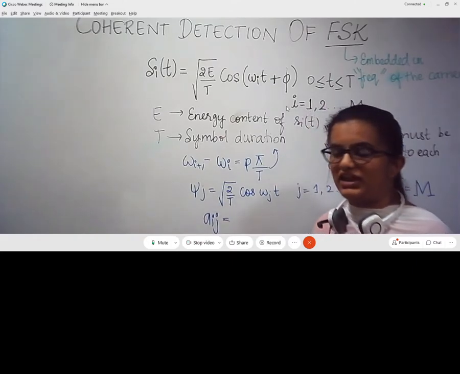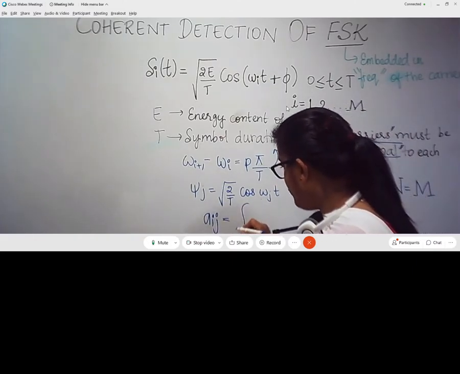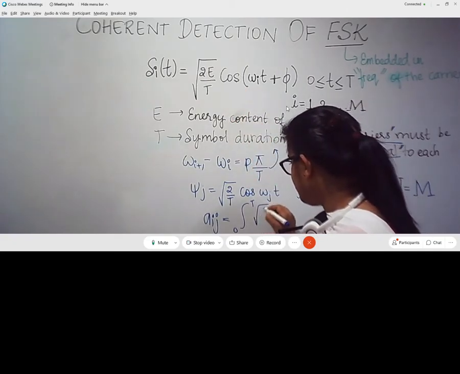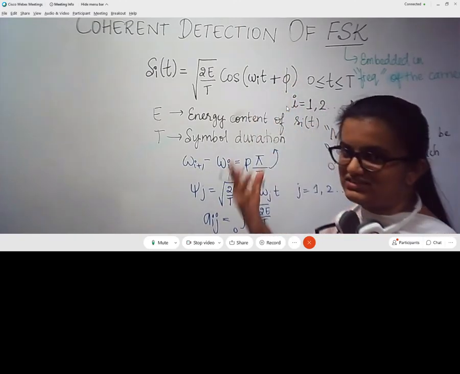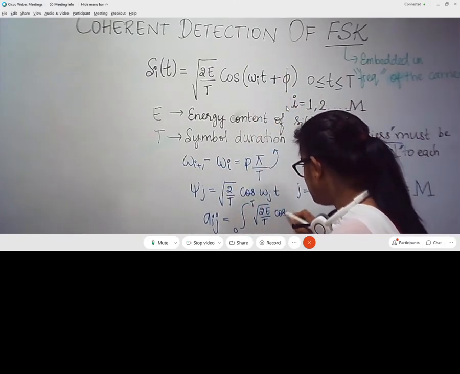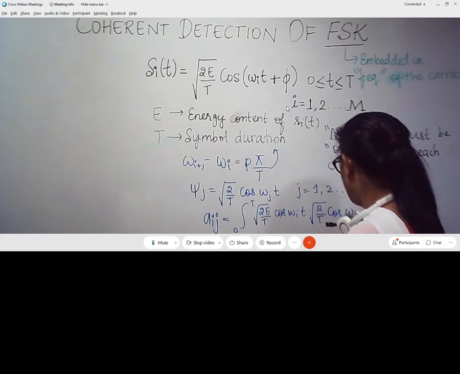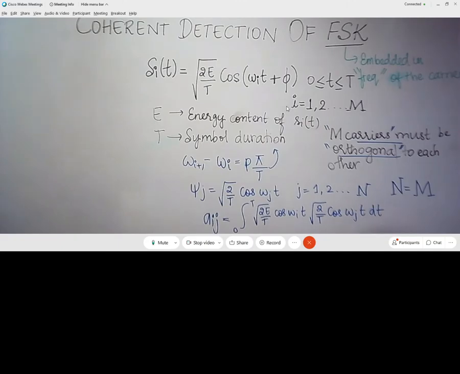So it will be obtained by this expression over one symbol period. I am going to take the symbol notation which is under the root 2E by T. I consider this initial phase as 0 for simplicity's sake. So cos omega i t multiplied by the reference basis function cos omega j t dt. I am going to find out this integration. When I do this, this integration will give me two possible values.